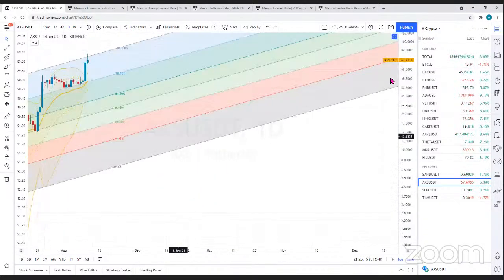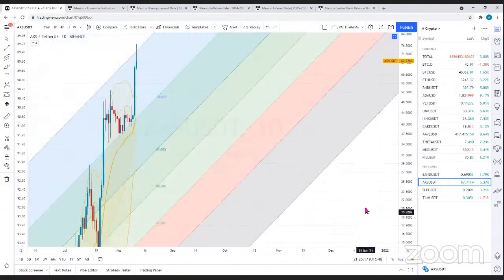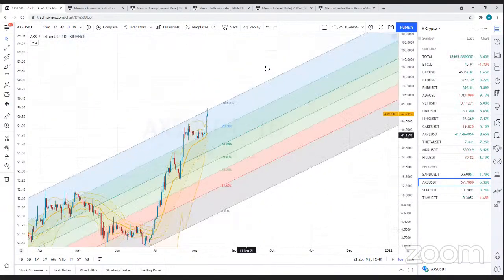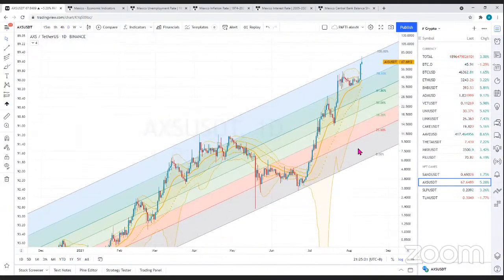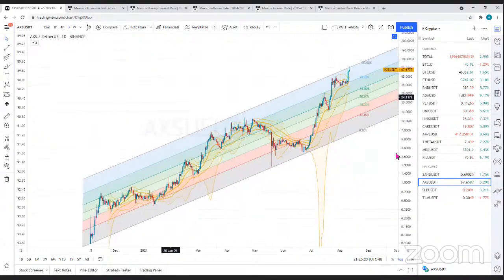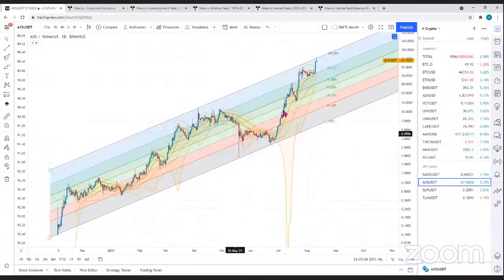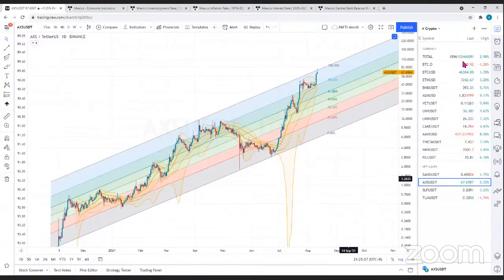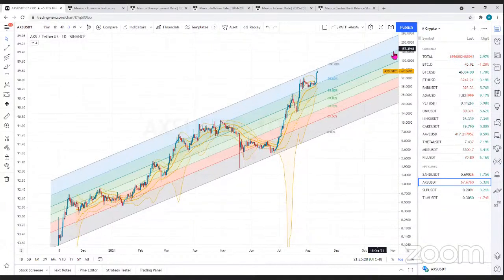Tanggalin muna. Wait lang. Yan. Ito yung log chart. So if you use a log chart sa buong axis, may isang buong channel siya na dinaanan lang. So makikita ninyo saan kami nag-pullback.